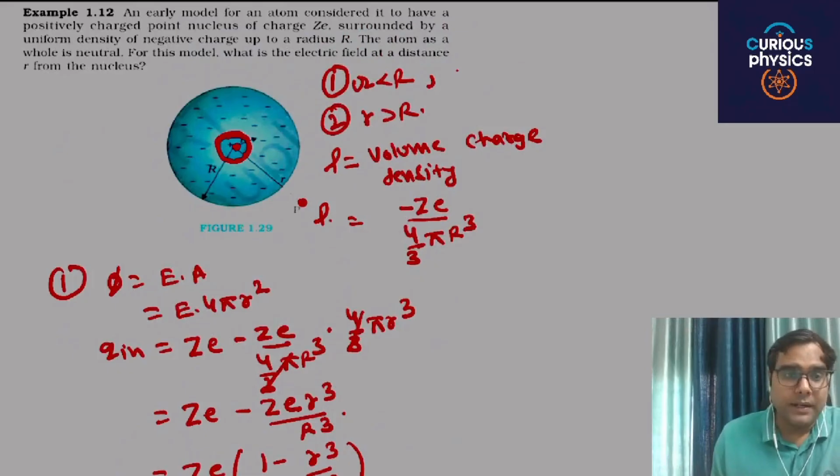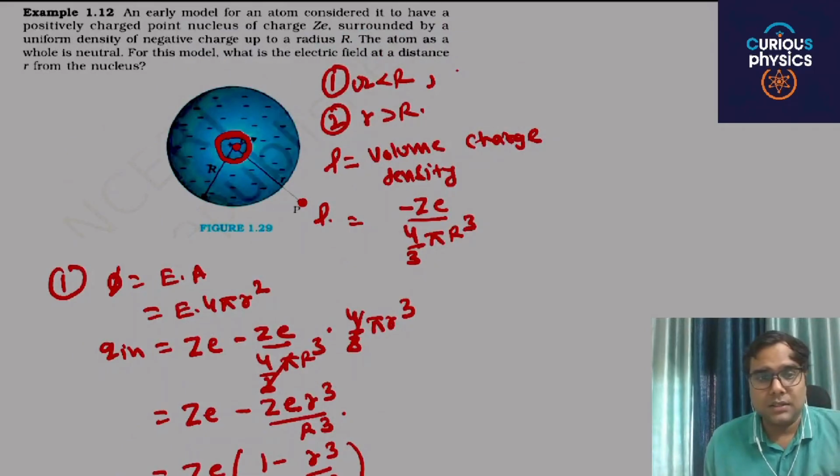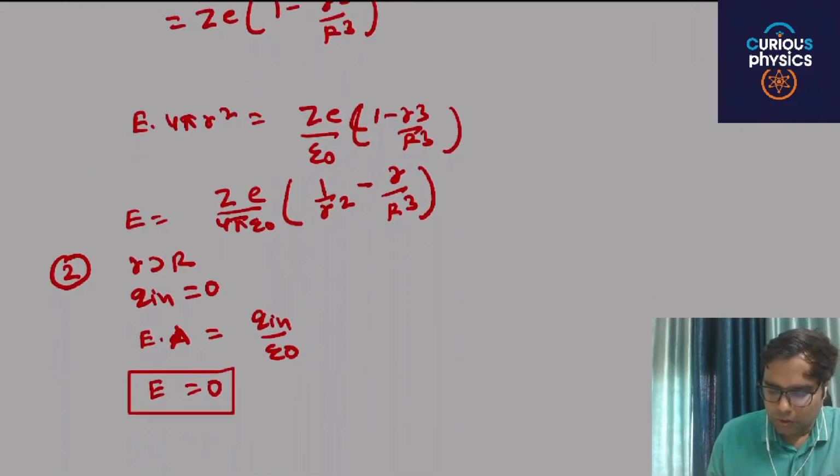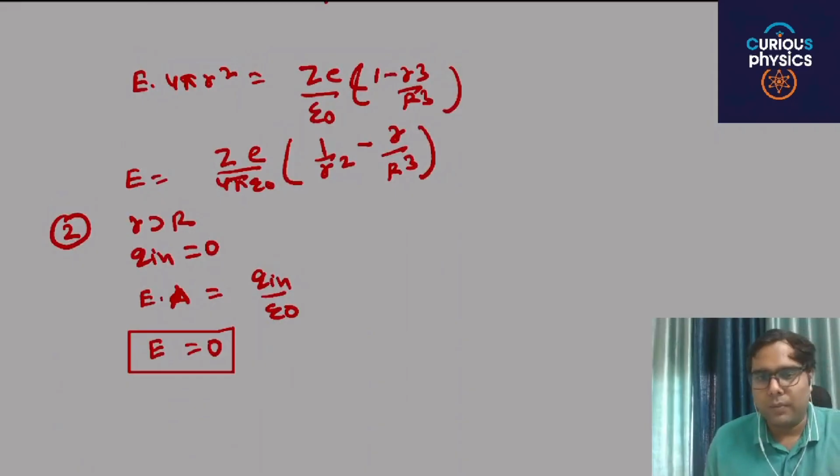For an outside point, the distance r is greater than the radius of the sphere. The net charge inside for this particular point P is 0: Ze of the nucleus and minus Ze of all the electrons. As said, the whole atom is neutral. Are you getting my point? This is basically how to solve all these questions. So this is all about this particular lecture and chapter.